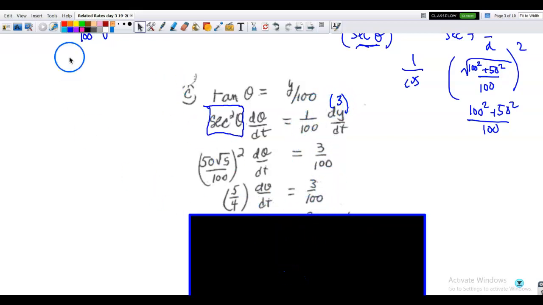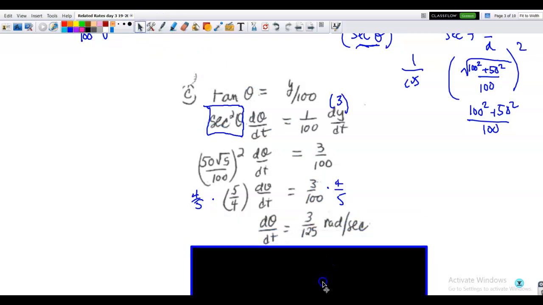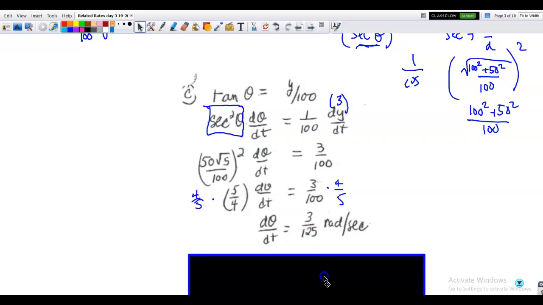To get d theta dt by itself, I'm going to multiply both sides by the reciprocal. So I'm going to multiply by 4 over 5, 4 over 5. And that will give me, when I reduce, 3 over 125 radians per second.